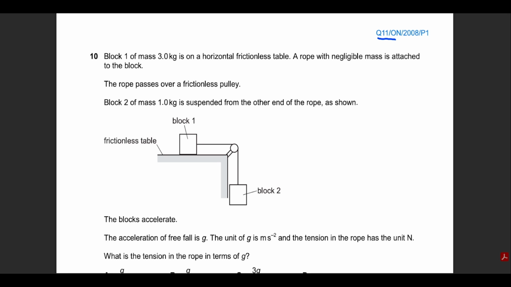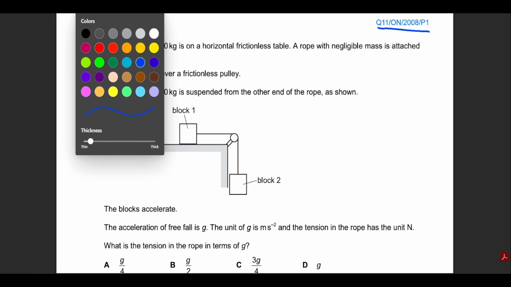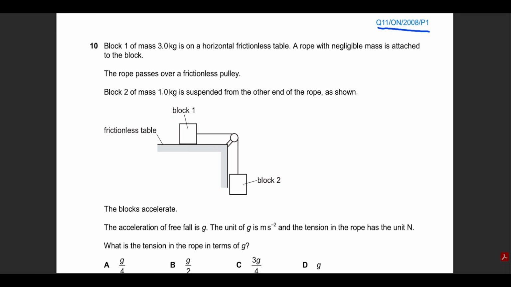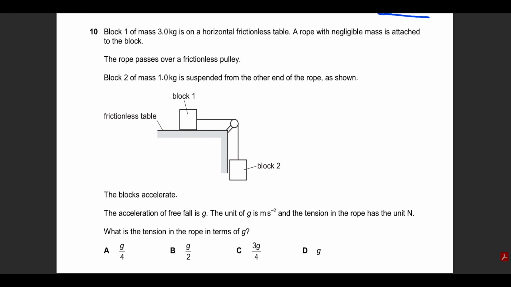You will find something repeated in October-November 2008 paper 1. You will also find these questions in the Mathematics Mechanics 1 paper in the chapter of forces and dynamics. So we're going to try to solve this question by physics and then by applying some mathematics to it. Let's see how this is going to go.